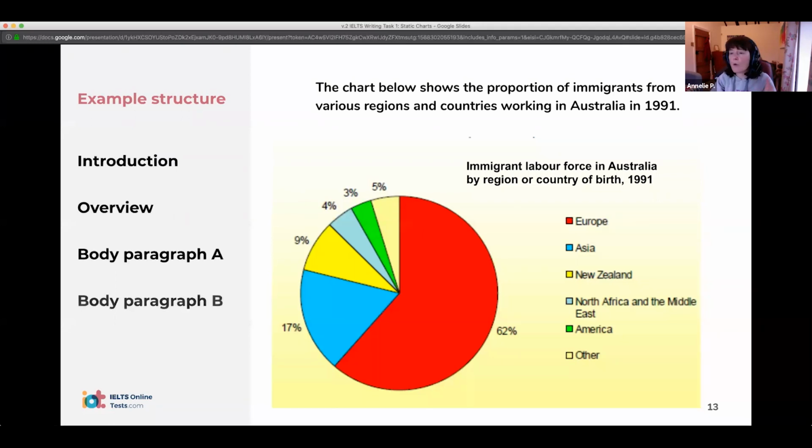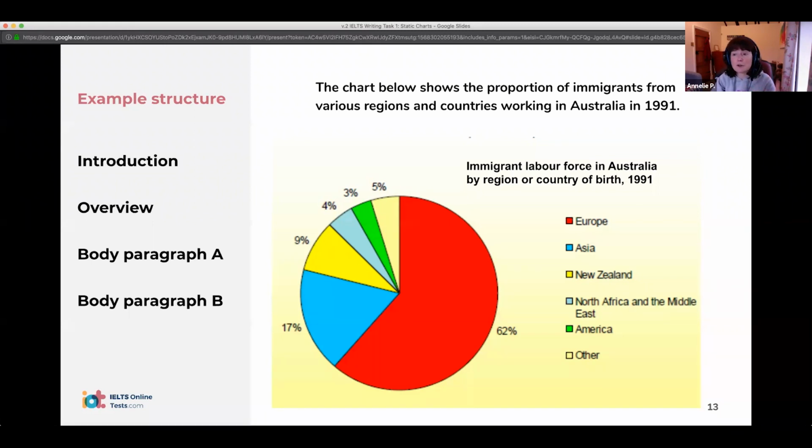So always the same structure for the academic task one, doesn't matter what type of task it is: introductory sentence, overview, and then your body, which always good if you can divide it up into 2 paragraphs. You know, it looks better, it's easier to read. You can also put the overview at the end if you want, that's totally fine. The most important thing is that you make it very clear that it's the overview by putting it in a separate paragraph. That is really, really important, okay?